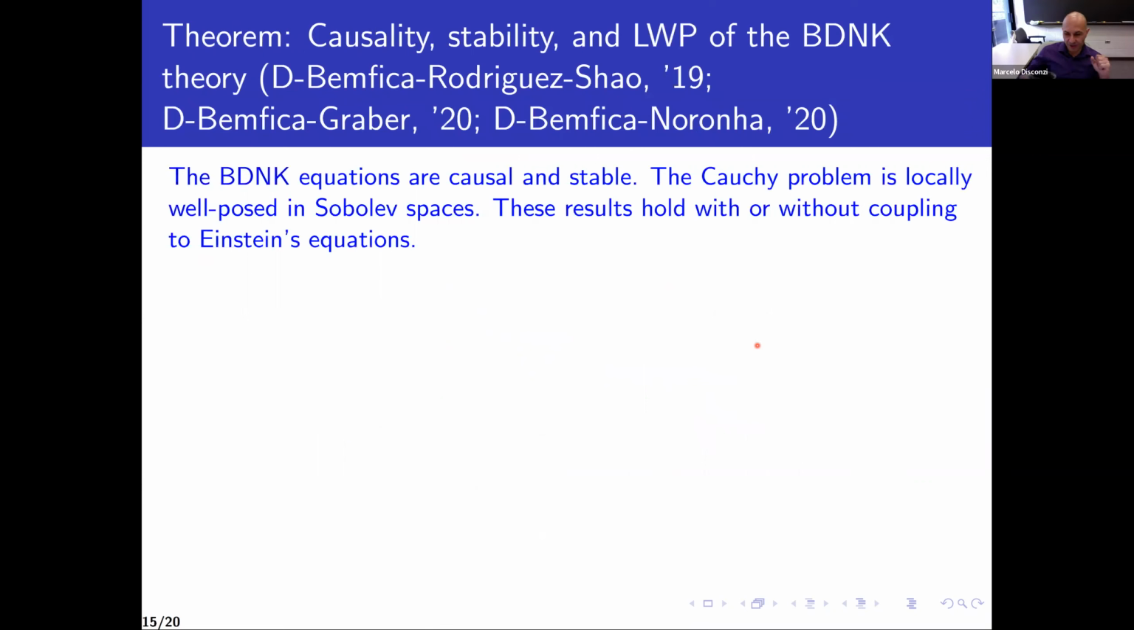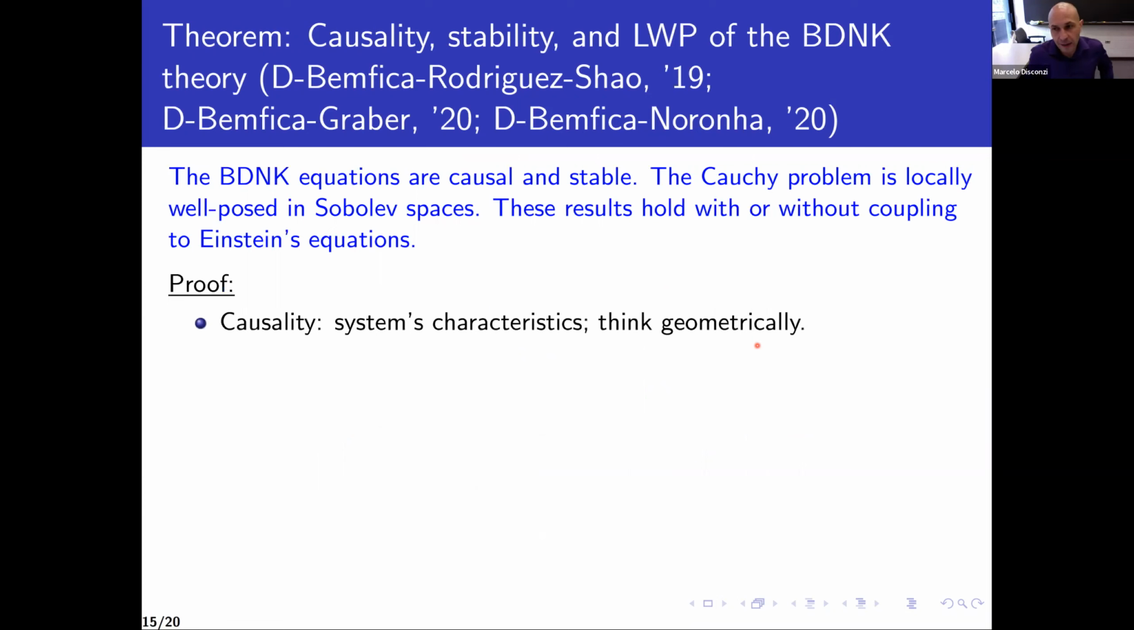Okay, so here's the next theorem. The BDNK equations are causal and stable. The Cauchy problem is locally well-posed, and is locally well-posed in Sobolev spaces, not only algebraic spaces, Sobolev spaces. And all these results hold with or without coupling to Einstein equations.